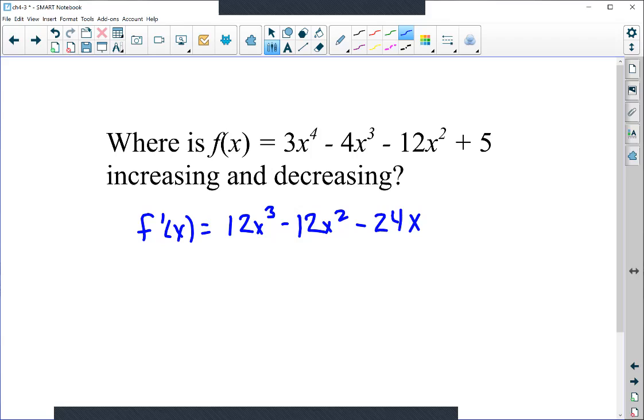And now we want to find where this function is positive and negative. But the easier thing to do is to figure out where is it 0, and then use where it's 0 to tell what's happening on either side of that 0, rather than just try and pick a point and see if the derivative is positive or negative. So I would set the derivative equal to 0. And do that fun thing that we like to call factoring.